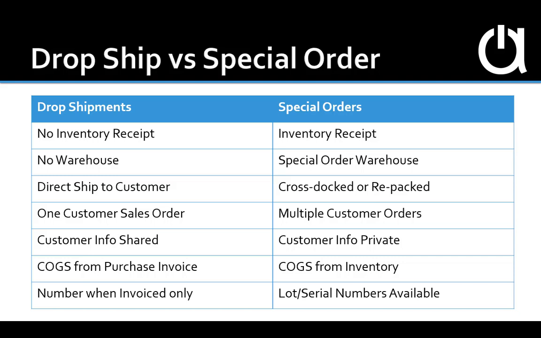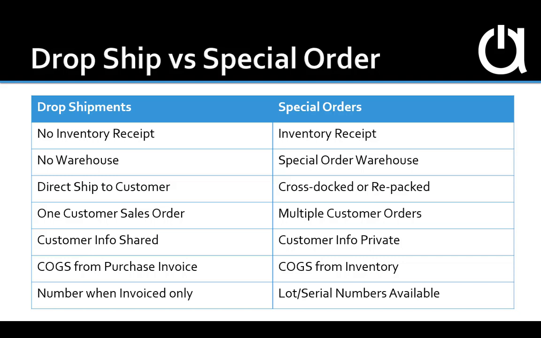For invoicing of drop shipments, the cost of goods sold is pulled from the purchase invoice. You will see it reflected on the sales invoice, but the entry itself is taken care of on the purchase side. And for special orders, it's treated just like an inventoried item. You'll receive it at a specific unit cost, and that unit cost will be used, depending on your cost method, on the sales invoice.